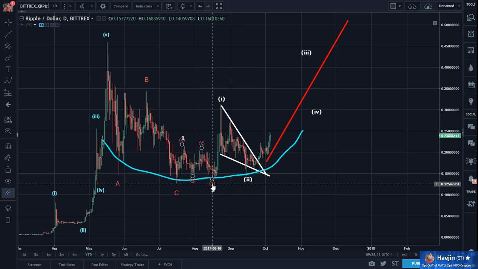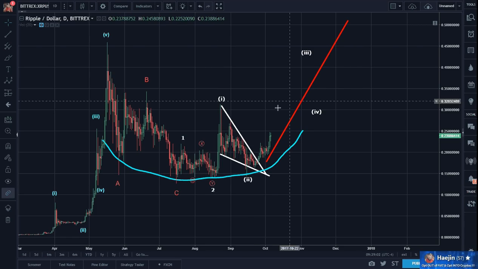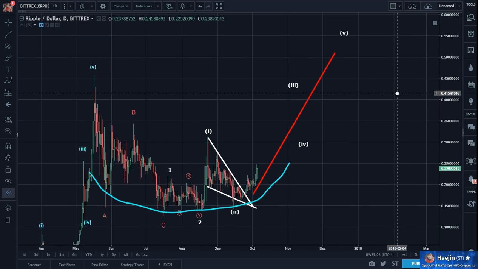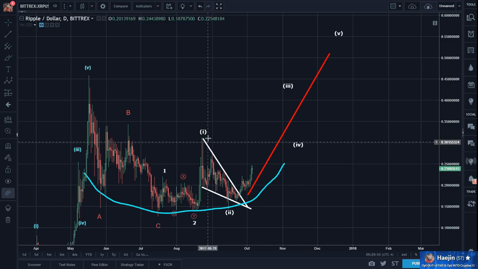We have 1, 2, and then I was looking at 3, and I subdivided 3 into 1, 2, 3, 4, 5. So here's the key. I drew this pattern, this triangle. I also drew a bit of a rounding bottom. Now this is where I'm using patterns with Elliott waves. I drew this symmetrical triangle, and I knew it would burst out the closer it gets to the apex right here, and sure enough it did.